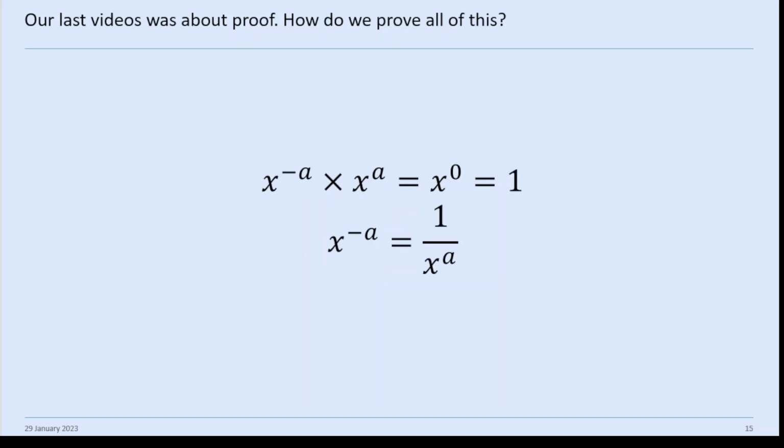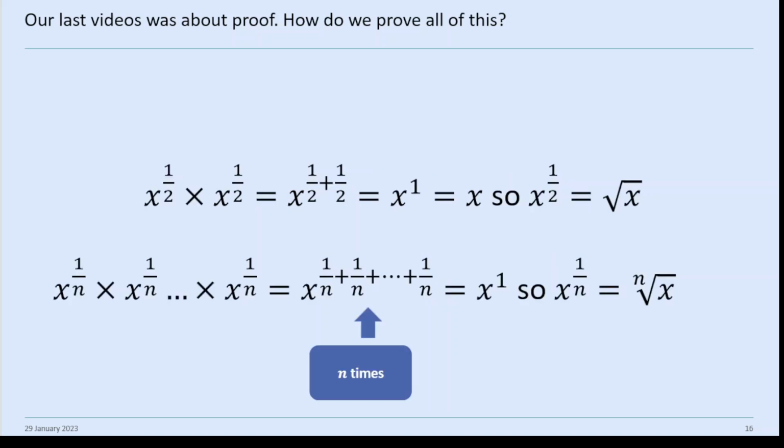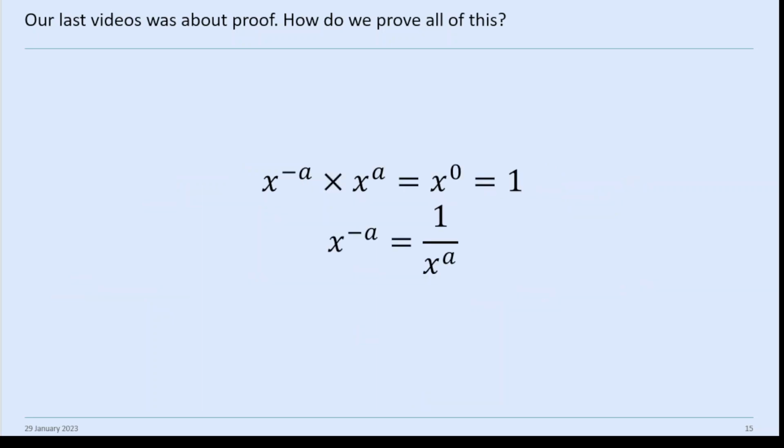x to the minus a times x to the a equals x to the minus a plus a, which is just x to the 0, which is 1. So if we then divide both sides by x to the a, we get x to the minus a equals 1 over x to the a, which is what we were trying to prove. Negative powers are the same as reciprocals. Again, we've only proved it for whole numbers, not for fractions. It is true for fractions.